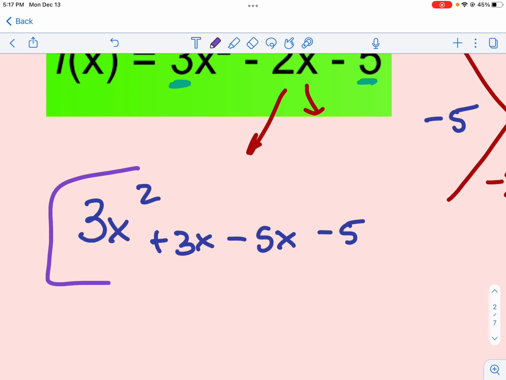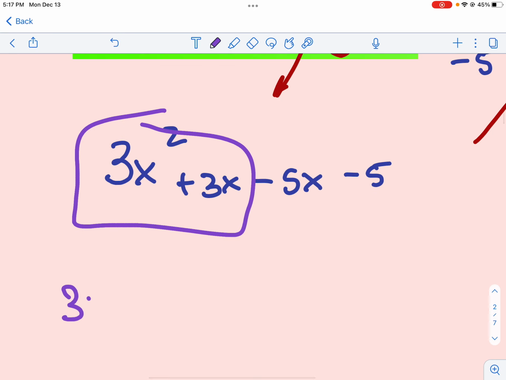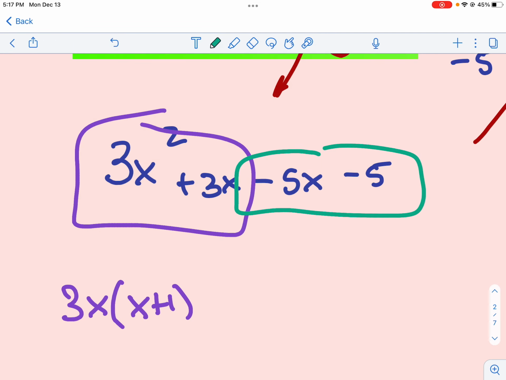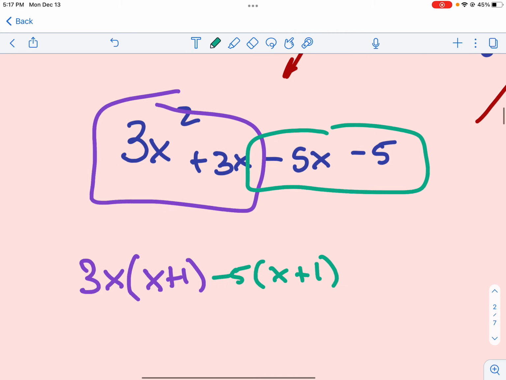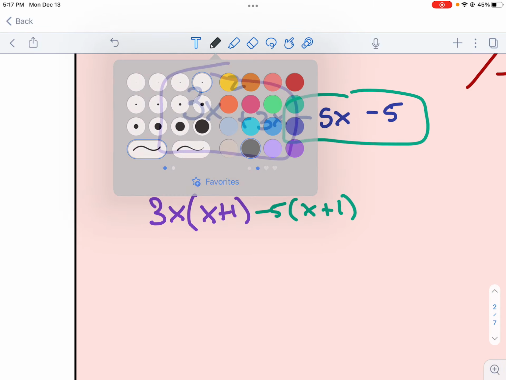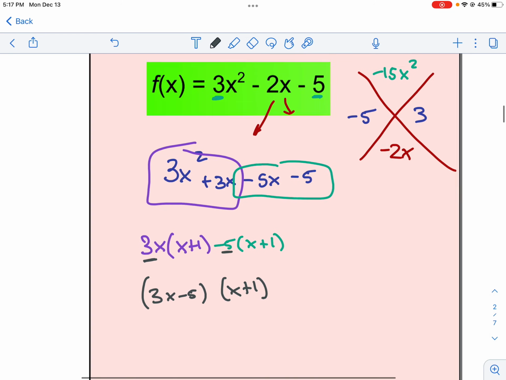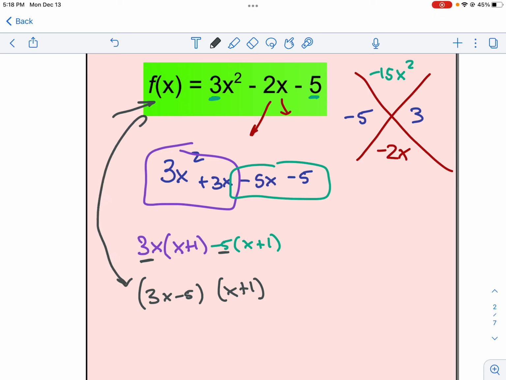And if I do this, now I've got one group that shares a 3x in common, leaving over an x plus 1. And I've got another group that has a -5 in common, also leaving back an x plus 1. One of my factors is going to be that leftover x plus 1 that repeats, and the other is these 2 outside items, 3x minus 5. So we've factored this original equation back in green all the way down here in that grayish color.